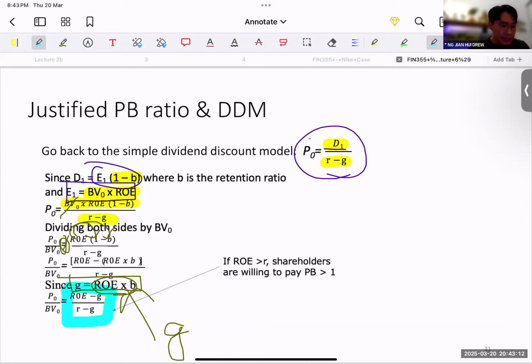And if we look here, in a simple sense, if we do some estimation, it means actually only these two terms are important, ROE and r. If ROE is more than r, shareholders will be willing to pay more than book value. Right, the price to book value will be more than one. Because both have minus g, but if ROE is more than r, it means your price to book value will have a much higher chance of being higher than one.